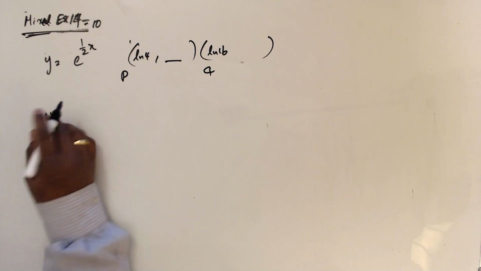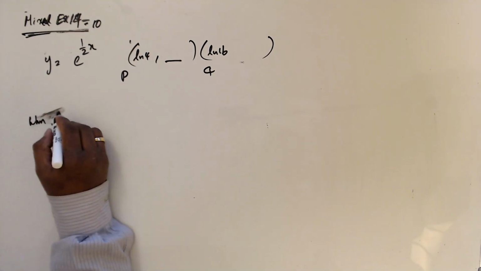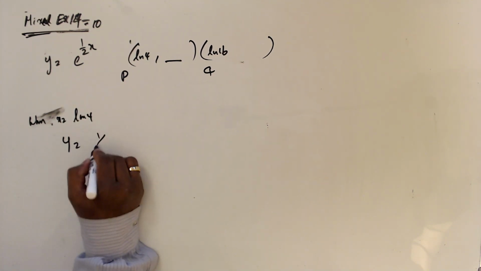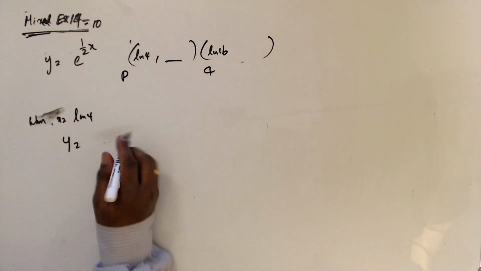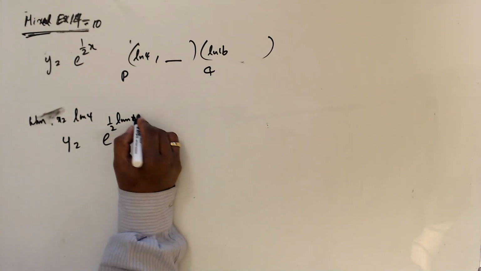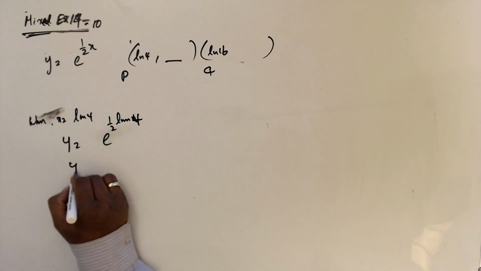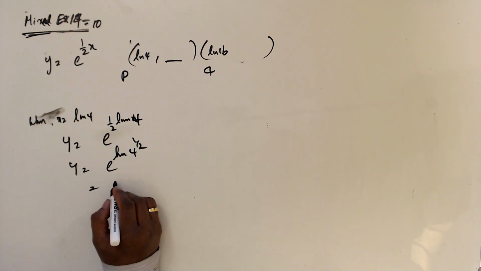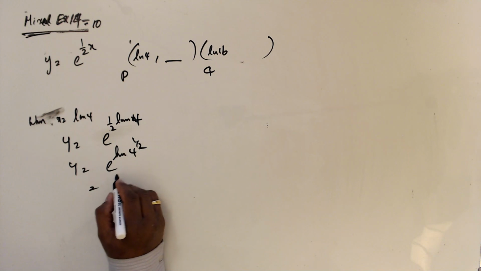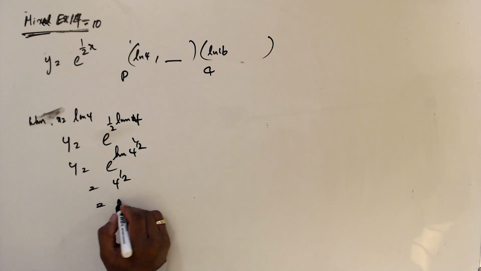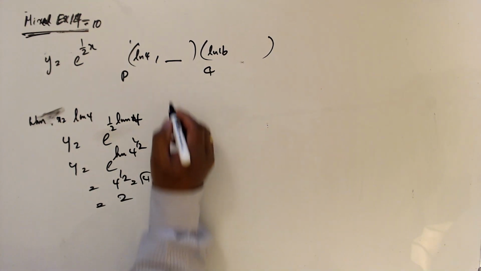So when x equals ln 4, y equals e to the power half ln 4. So we'll take the half inside: y equals e^(ln 4 to the half). So this is going to be 4 to the half, which is square root of 4, which is 2.